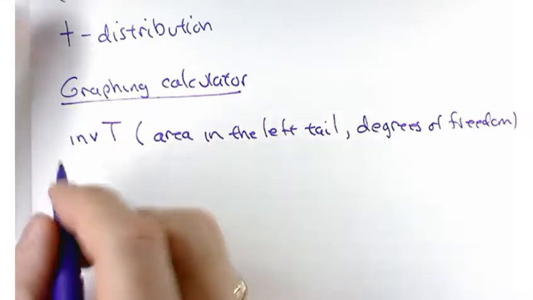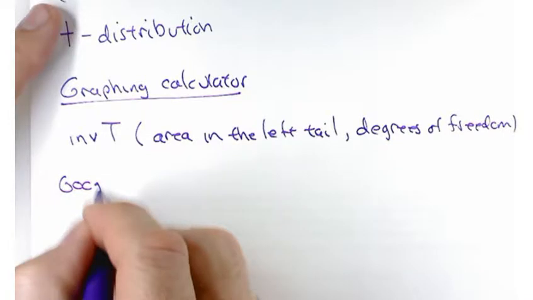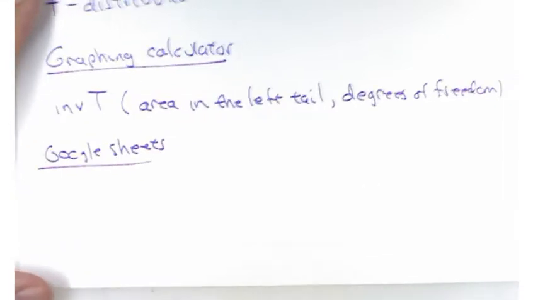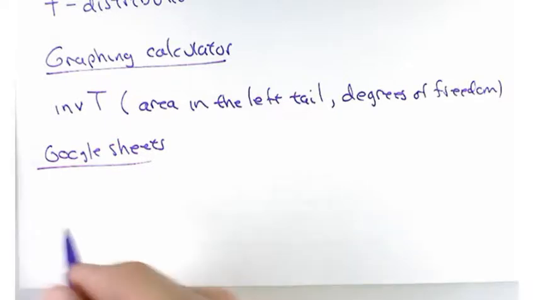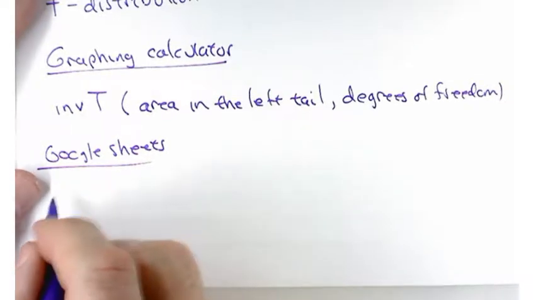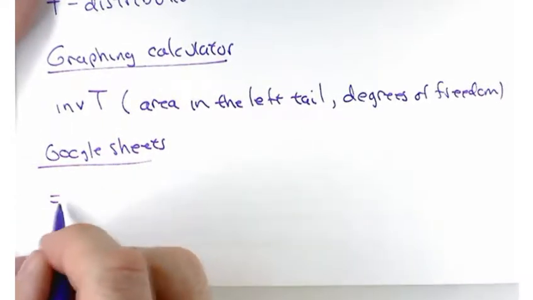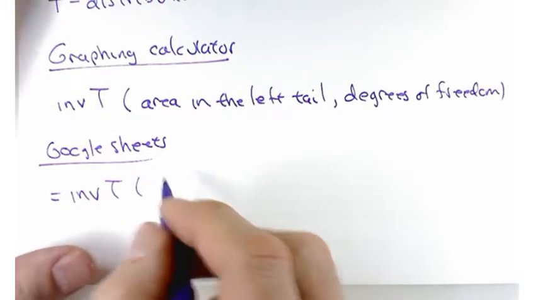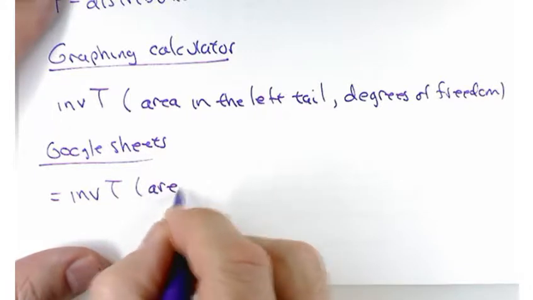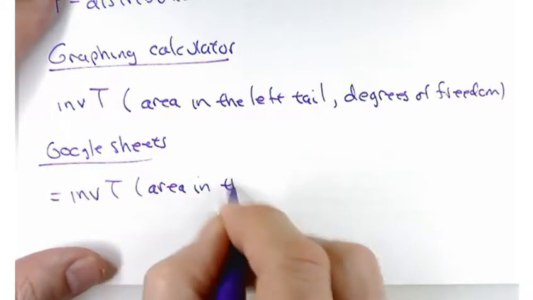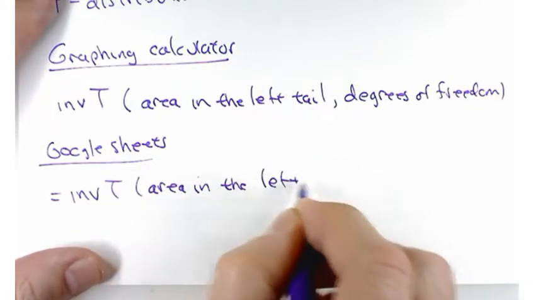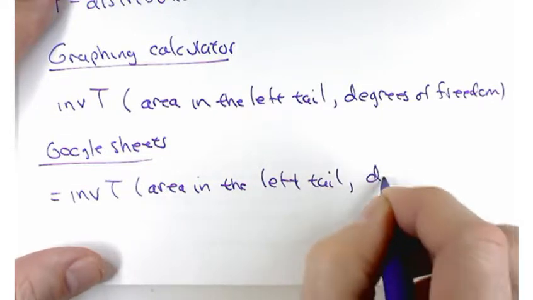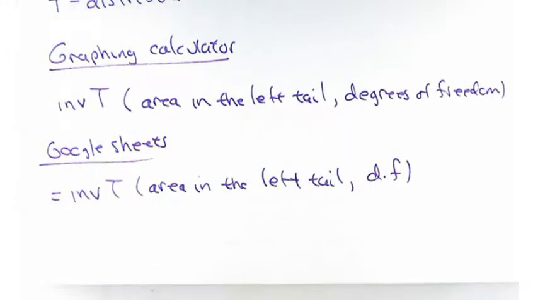In Google Sheets, it's going to be similar. It's going to be inverse T. Remember, in Google Sheets, you have to type in the equals first, inverse T, and then again, area in the left tail. And then again, degrees of freedom. I'm just going to write df there.